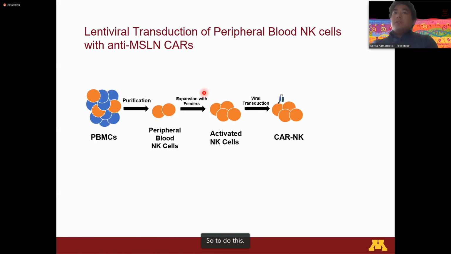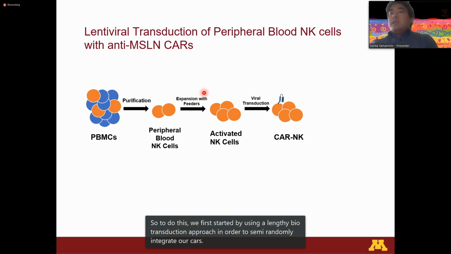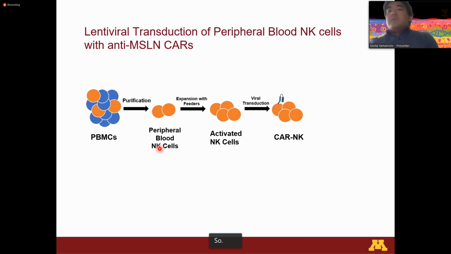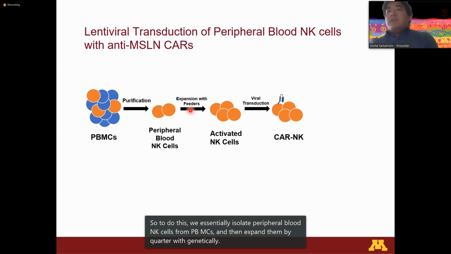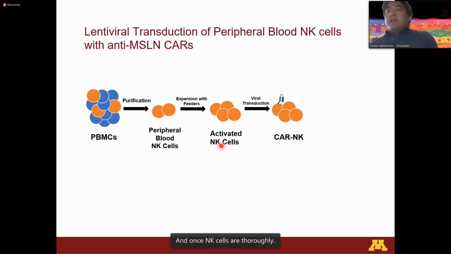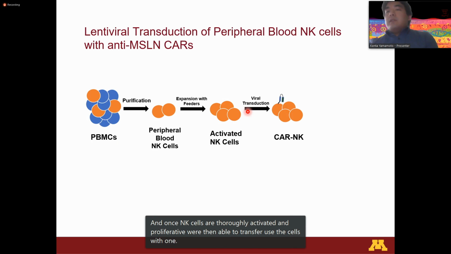So to do this, we first started by using a lentiviral transduction approach in order to semi-randomly integrate our CARs into the NK cell genome. So we essentially isolate peripheral blood NK cells from PBMCs and then expand them via co-culture with genetically modified feeder cell lines. And once NK cells are thoroughly activated and proliferative, we're then able to transduce these cells with lentivirus, and in our case, lentivirus encoding either a conventional T cell CAR or our NK optimized CAR.